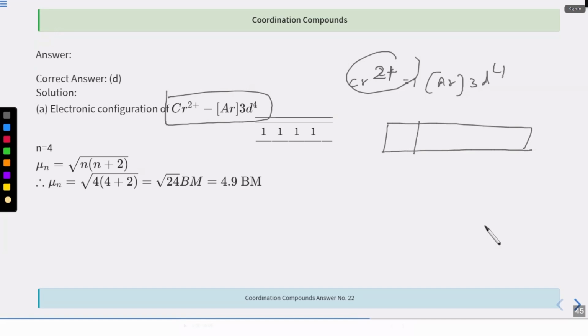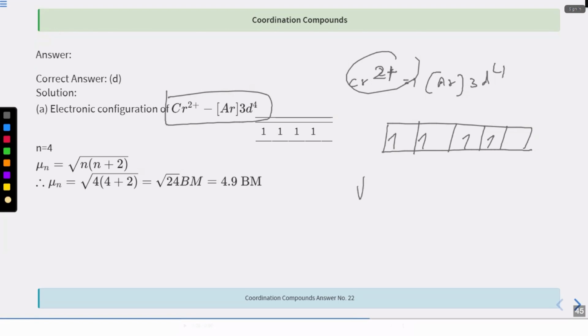We know that initially we have to fill each and every cell individually, then we need to pair. So 3d4 would be like this. Please don't pair it initially. Firstly, we have to do like this, and then we should start pairing. So if one more electron comes, it will come here, and then you will start pairing. Okay. So 3d4 is like this. So this is chromium 2 plus 3d4.